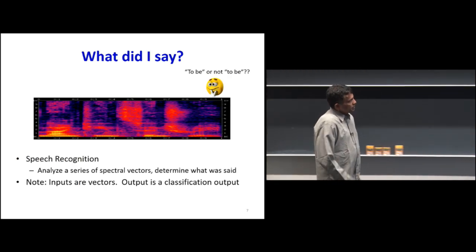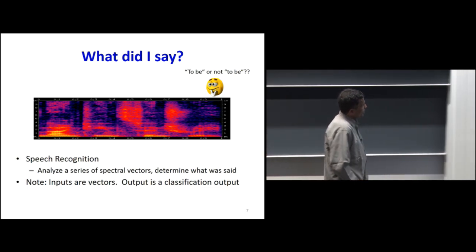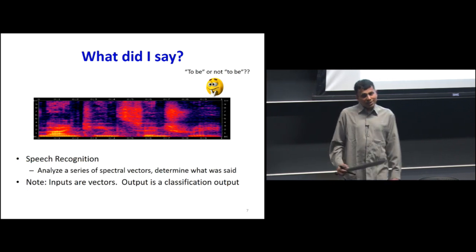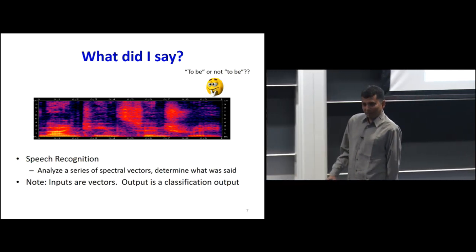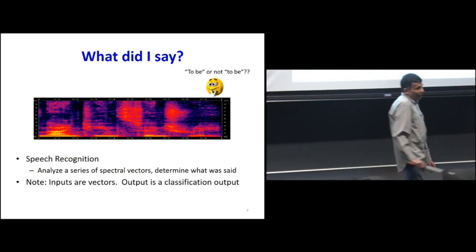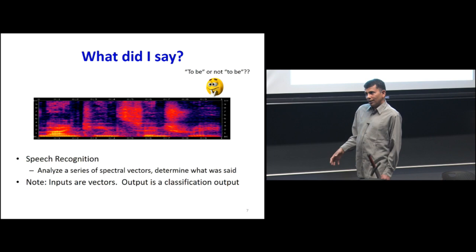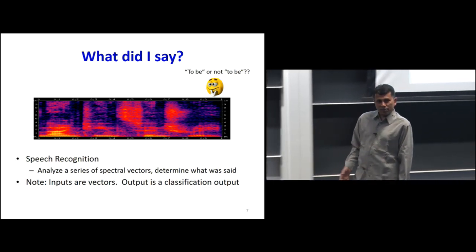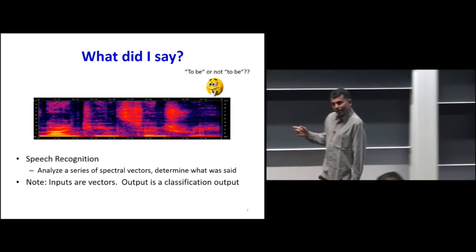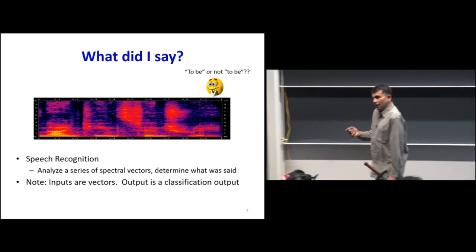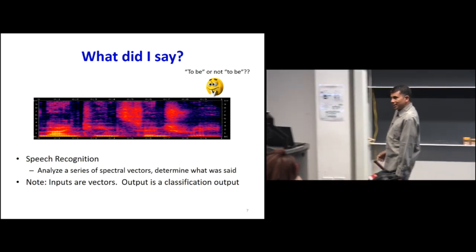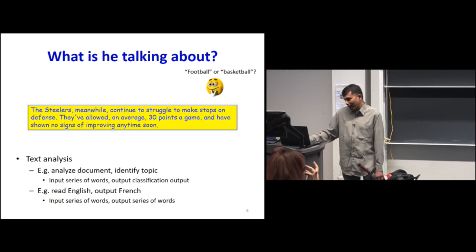like speech recognition, right? You want to analyze a recording of speech, and you want to know whether the person said "to be" or whether the person did not say "to be." Now, you'd actually have to analyze the entire sequence end to end, and only when you get to the end, you decide, was this "to be" or not "to be," right? So you're analyzing a series of spectral vectors, then you're outputting at the end of it a single classification output. So the input is a series, the output is a single value.